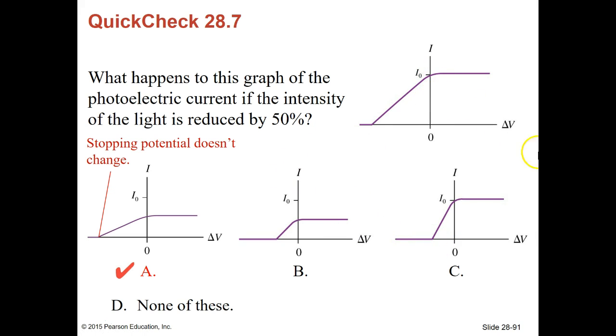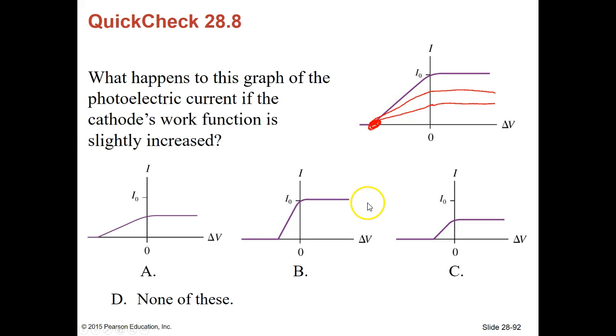So the current just needs to come down a little bit, and then we'll just leave that stopping potential right where it is, right there. If I would reduce it even more, so let's say by 75%, it might look like this, and then 100%, it would just give that flat line all the way across if I cut that light completely.